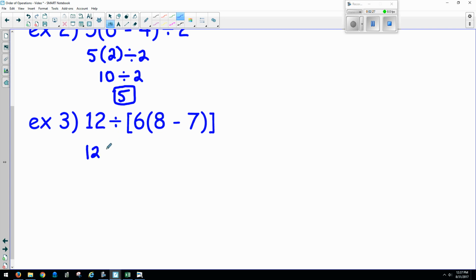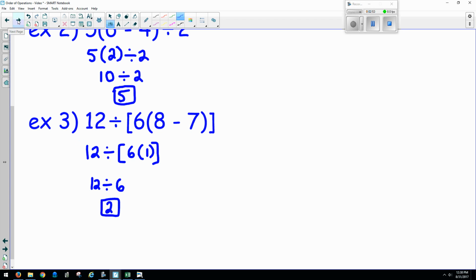I'm just going to bring the 12 down. And I have in the parentheses 8 minus 7, which is 1. And then I'm going to work still inside the brackets here. So I have 6 times 1, which is 6. So I have 12 divided by 6, which is 2.